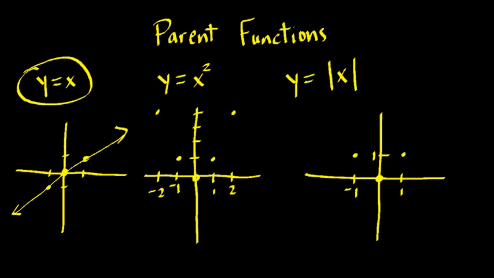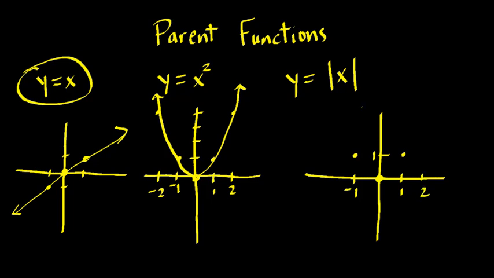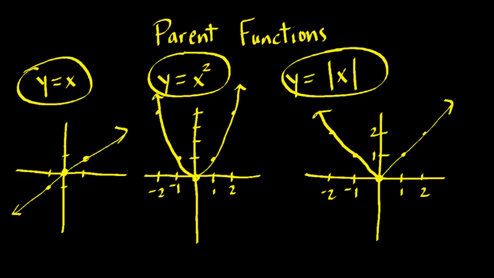So y equals x squared graphs into a parabola. Plugging in a few more points into y equals absolute value of x, we get 2, absolute value of 2 is 2, and absolute value of -2 is also 2. It is actually a V shape. So these are 3 of the most common parent functions. Let's look at a few more before we get into the transformations of these functions.